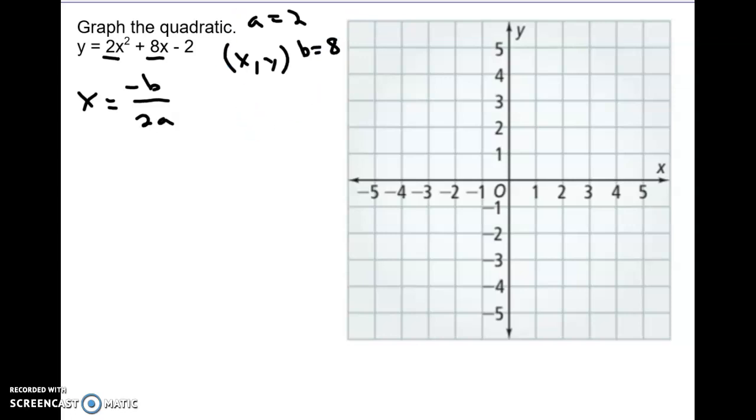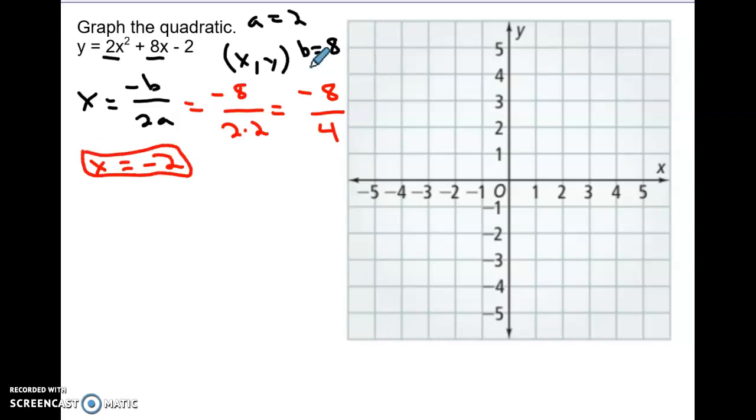So into our little formula, we're going to do the opposite of 8, just negative 8, over 2 times 2, 2a. To get negative 8 over 4, let's just reduce this to negative 2. So we have x equals negative 2. And that's the first part of our vertex, right? I could make a little point here. We know x is negative 2. We still have to find y.